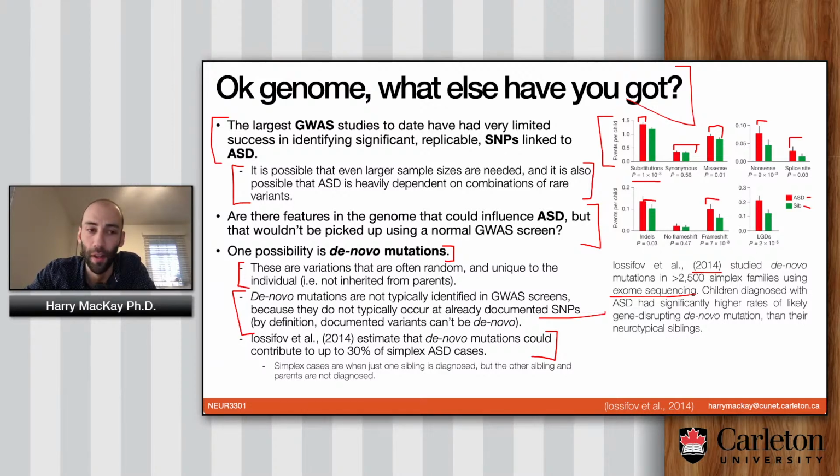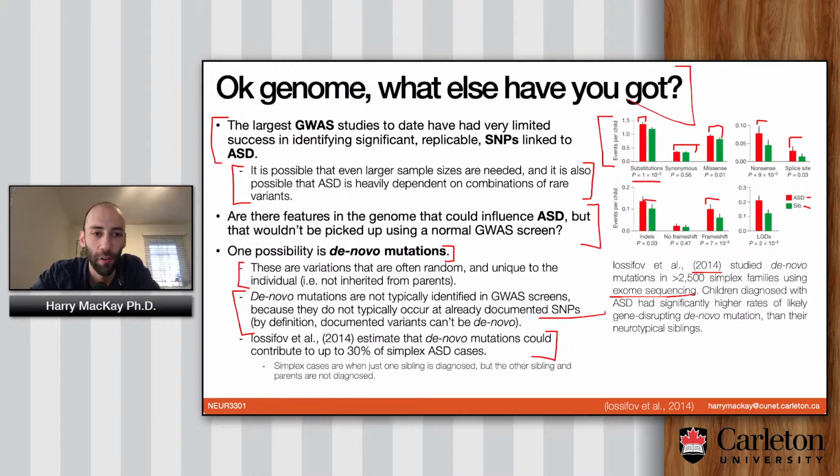Frame shifts are really nasty ones. That's when you actually get an insertion of a nucleotide in an exon that shifts the codons forward by one position, thus totally ruining all the downstream genetic information. So there's a whole range of de novo mutations that have much higher rates in individuals with ASD than in their neurotypical siblings.